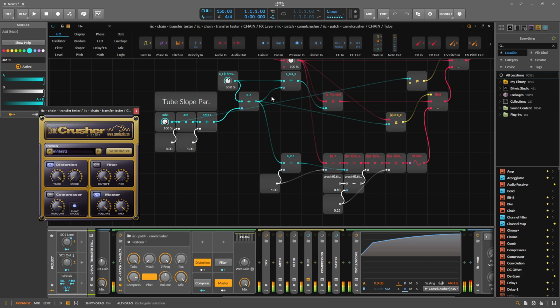Now the compressor. Let's turn off the distortion. Compressor is a disaster. It's a nightmare. So if we turn off fat mode, this thing is black magic.